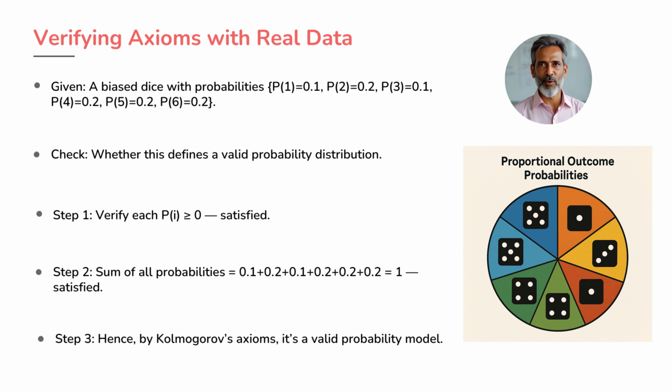Now, let's find the probability of getting an odd number. The odd faces are 1, 3, and 5. So, P(odd) equals 0.1 plus 0.1 plus 0.2, which equals 0.4. And the probability of an even number is P(even) equals 1 minus 0.4, which equals 0.6. Everything fits the axioms perfectly. See how neatly the axiomatic approach handles unequal chances? That's exactly why these rules are called the laws of probability.